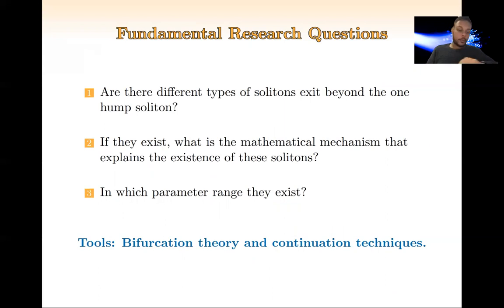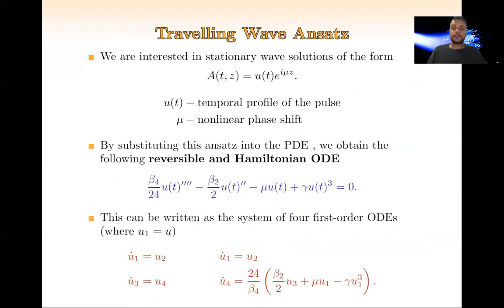So initially, we had a few fundamental research questions. Do different types of solitons exist beyond the one-hump soliton? If they exist, what is the mathematical mechanism that explains the existence of these solitons, and in which parameter range do they exist? In order to find answers to these questions, we use bifurcation theory and continuation techniques.